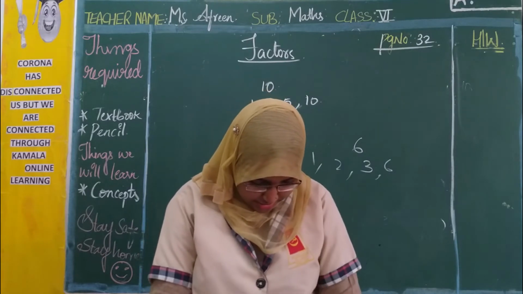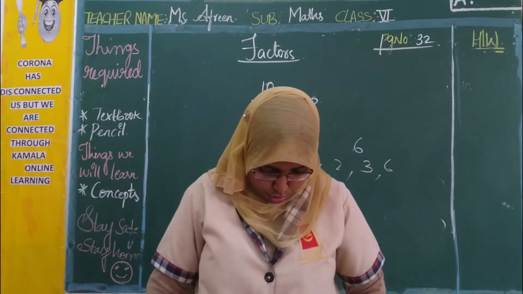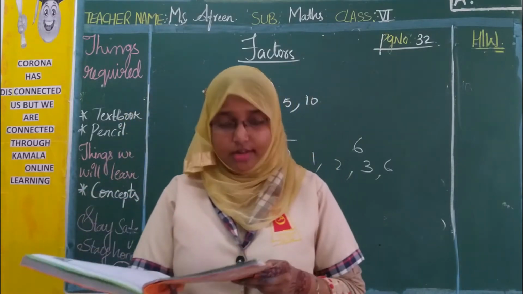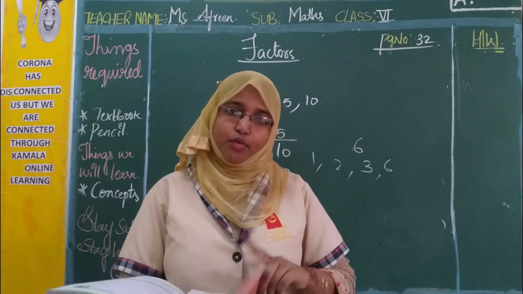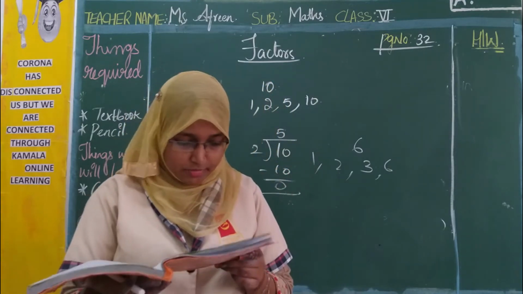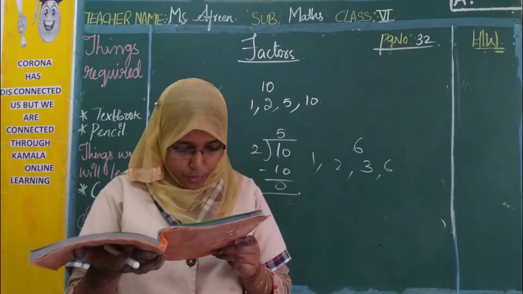So here they have given some numbers and they have given the factors. See, for 12 what are the factors? 1, 2, 3, 4, 6 and 12. It means 2 6s are 12, 6 2s are 12, 3 4s are 12, 4 3s are 12, 12 1s are 12. These all are the factors of 12. Similarly they have given for 18, 20 and 24.